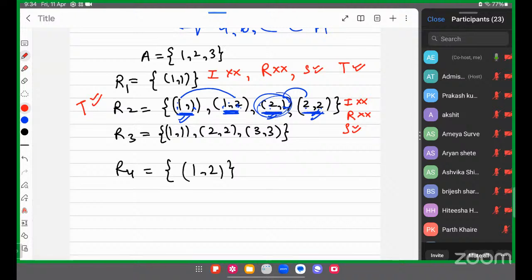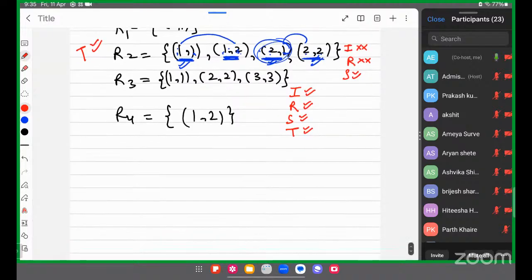What about R3? Is it identity? Yes. Reflexive? Yes. Symmetric? Yes. Transitive? Yes. Which means every identity relation is reflexive, symmetric, and transitive. But the converse is not true.